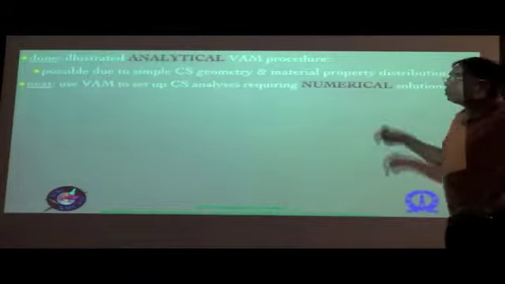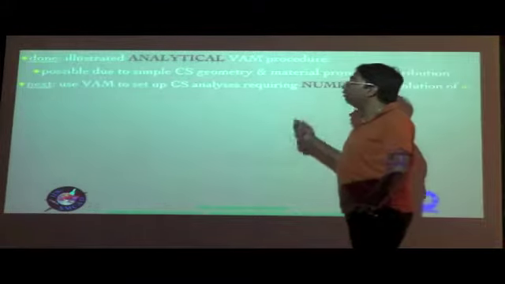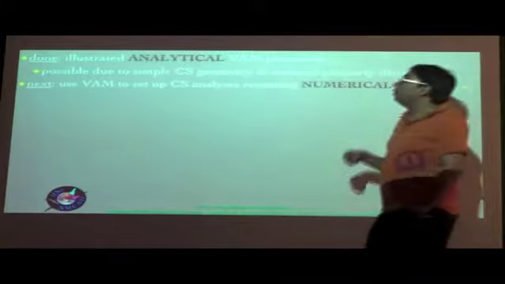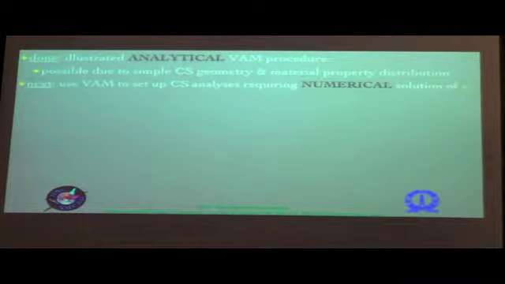But in a general case, which is what we are going to explore from the following slides, using VAM would require us to have a numerical approach instead of the analytical approach, and therefore we'll have to discretize the Wi in some way, because Wi is the unknown quantity.